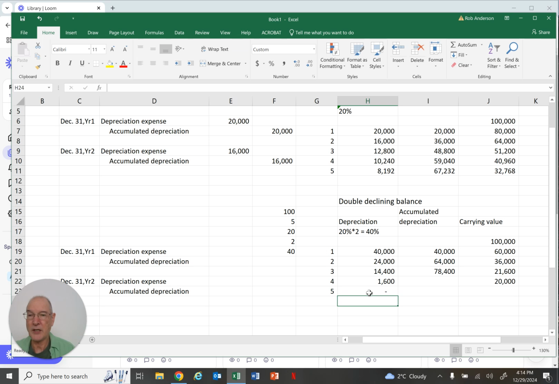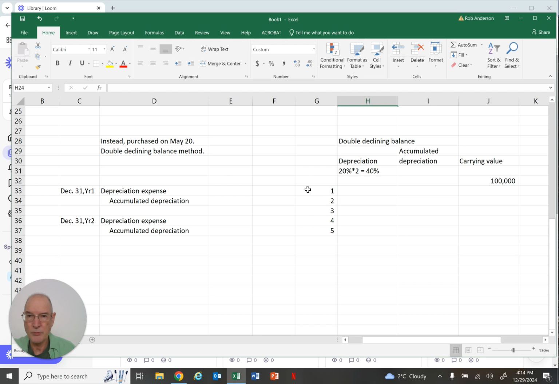So one last thing to do then here, which is look at a partial year amount for declining balance depreciation. So what I'm going to do is scroll down a little bit, and we're going to instead assume that this was purchased on May 20. So from the previous video, you know that if something is purchased between the 1st and the 15th, you round down. If it's purchased between the 16th and the end of the month, you round up. So May 20 falls in the rounding up section.